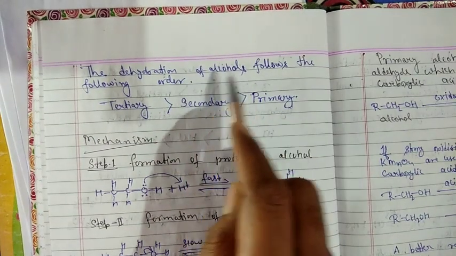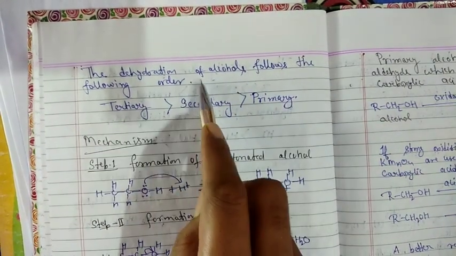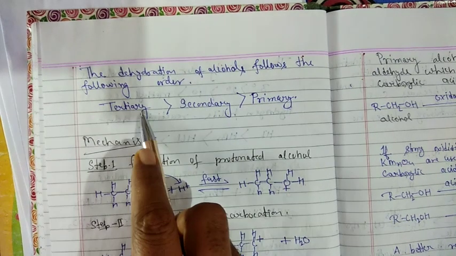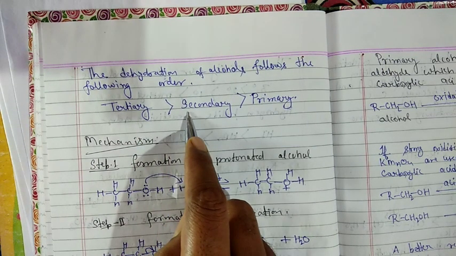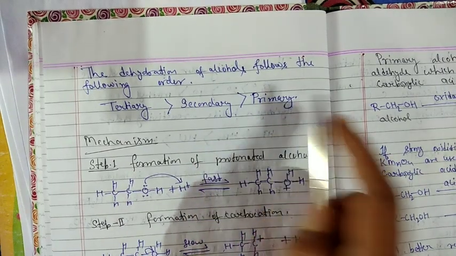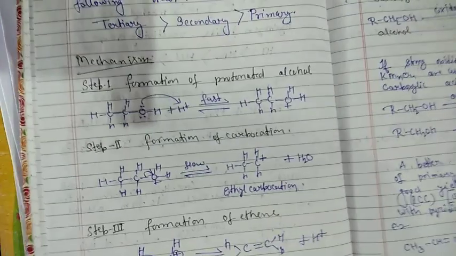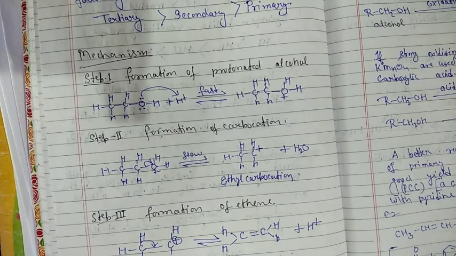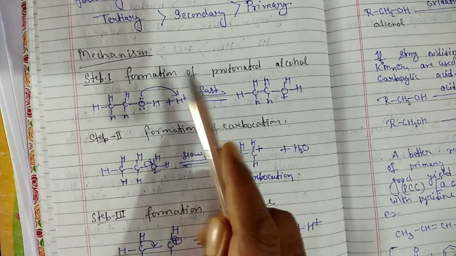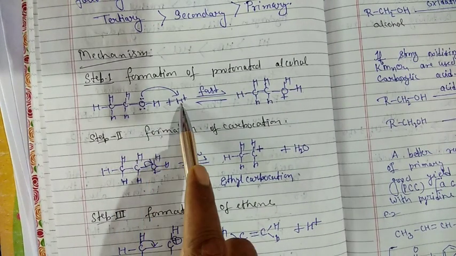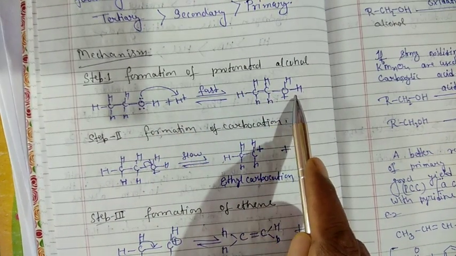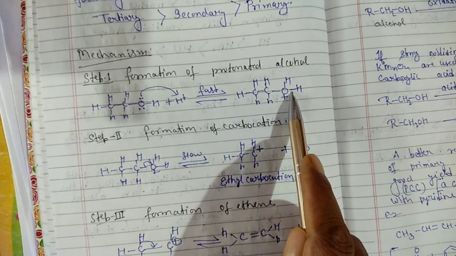The dehydration of alcohols follows the following order of reactivity: tertiary alcohol is more reactive and easily loses water molecules, then secondary, then primary. You see here how the dehydration product is produced in the mechanism of the reaction. In the first step, formation of protonated alcohol. Alcohols generally react with a proton to form protonated alcohols, CH3CH2OH2 plus.